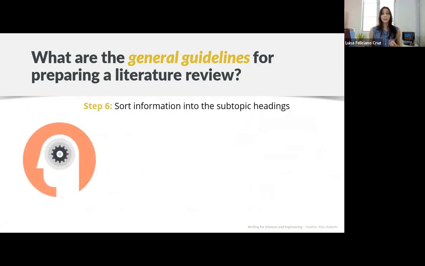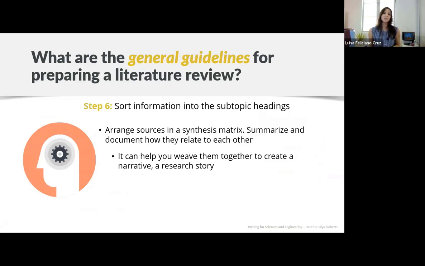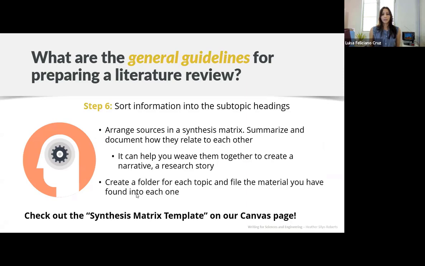So step 6 would be to then sort this information into the subtopic headings. It's usually useful to arrange sources in what's called a synthesis matrix. This matrix is going to help you summarize and document all the sources and how they relate to each other. It's going to help you create this narrative, this research story, and it's going to make it better to read, and more appealing. You can create a folder to sort these articles, or if it makes it easier for you, you can make a folder directory and then store them there.